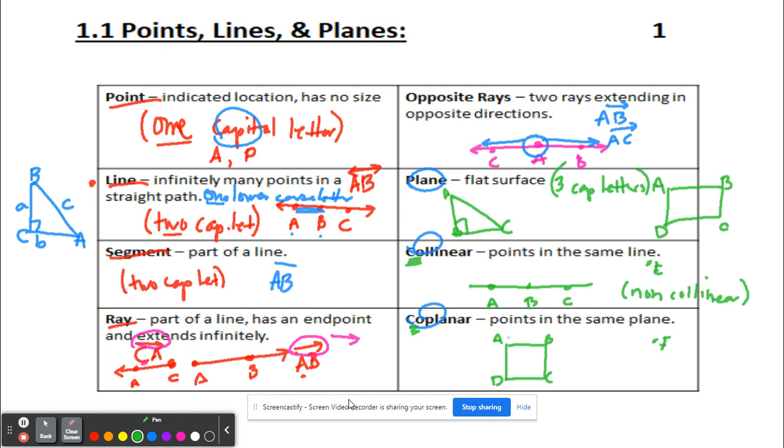A, B, C, D are all coplanar, and then this one would be non-coplanar because it's not in the same plane. Think of your classroom. The points that are on the ceiling are non-coplanar to the points that are on the wall. So the wall is a different plane than the ceiling.